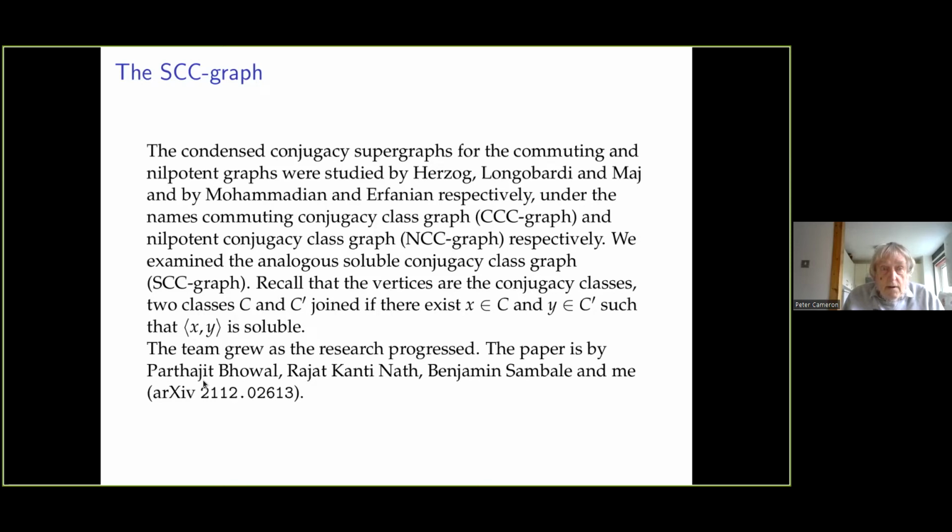And so these two authors started work on this. They talked about it in the discussion group and invited me to join. I joined and we wrote a paper and put it on the archive. Benjamin Sambali saw it and suggested an improvement, so we invited him to join the team, and the current version of the paper on the archive is by the four of us. I'm going to tell you a bit about this, and in particular, I will tell you about one of the main theorems that we proved.